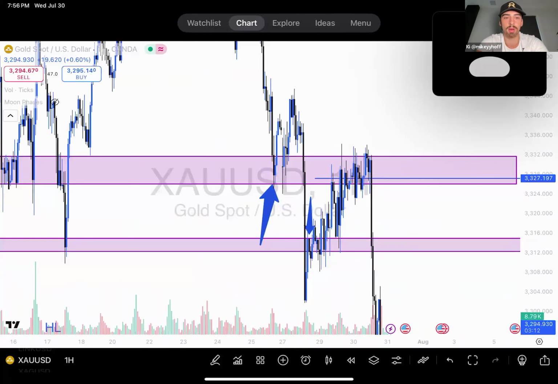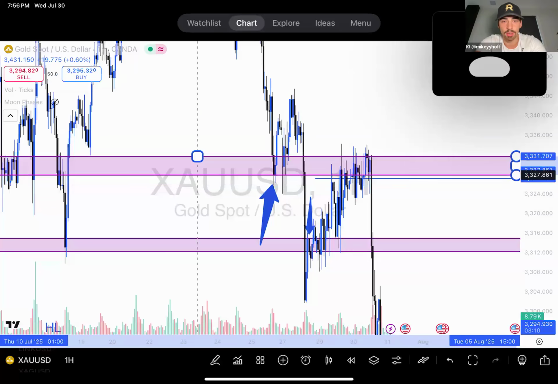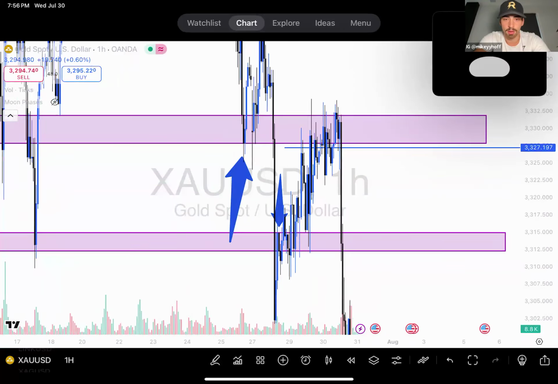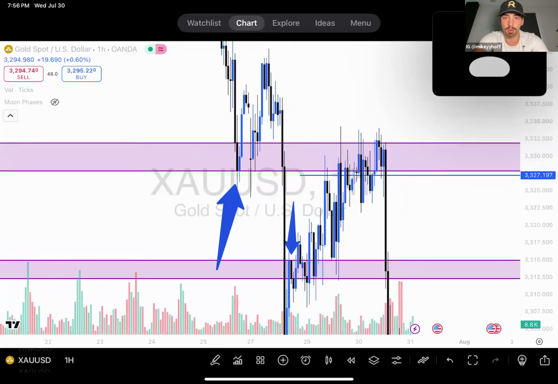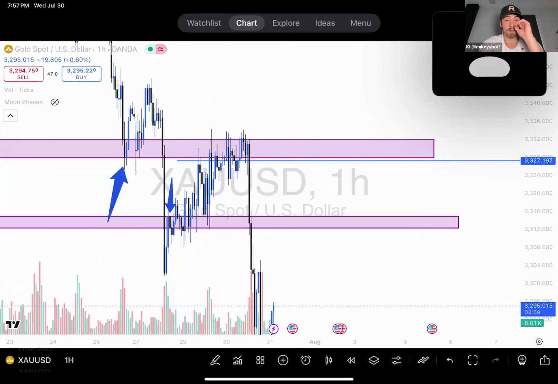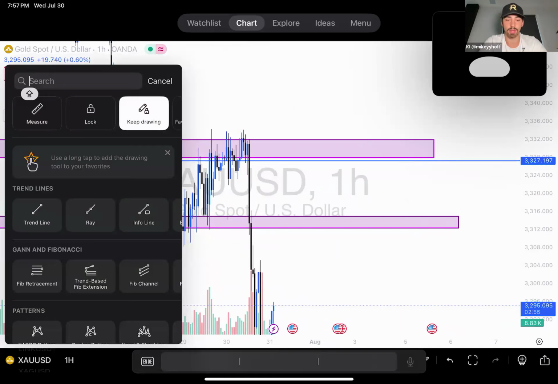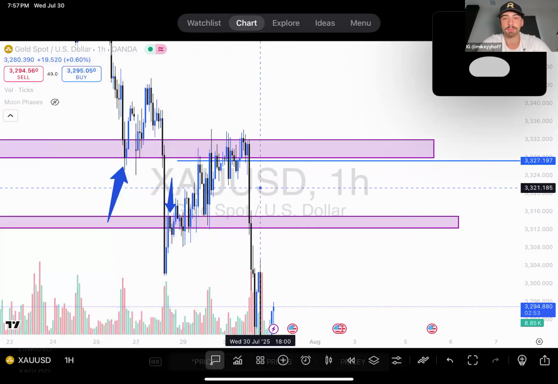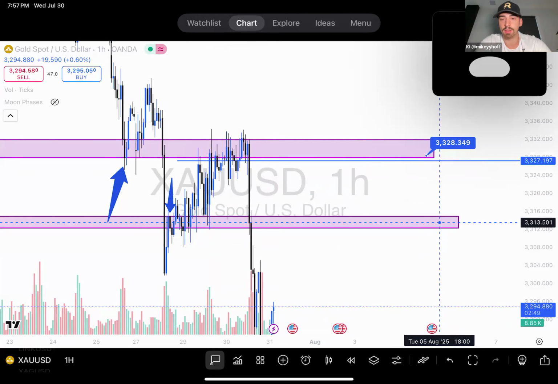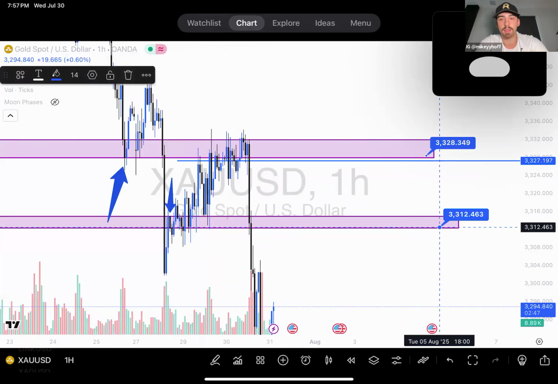Now we're going to zoom out a little bit here. Make sure we go from body to body. And then this one as well is already from body to body. So now we have our two zones that we're going to look for the market to react from. Now what's the next step? We get our price label. Put this down here and then down here.